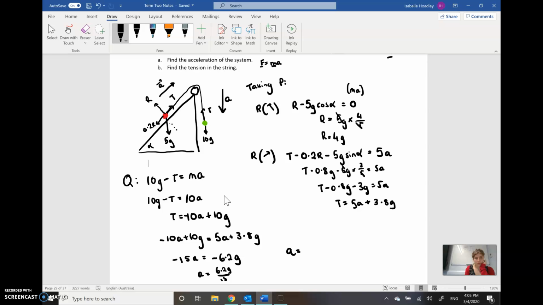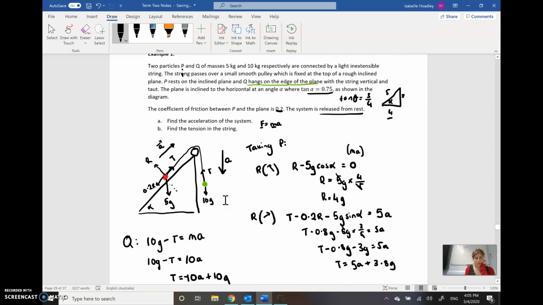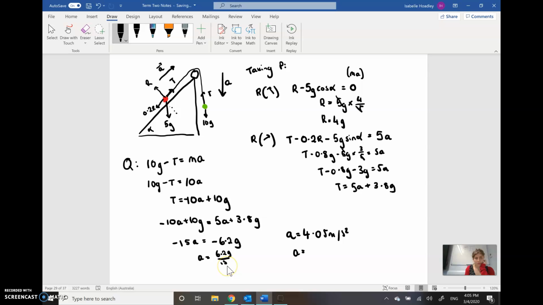4.05 meters per second squared, and rounded to, I think in the question we've got 2 sig figs, so rounded to 2 sig figs, 4.1 meters per second squared. Okay, there we go. Lovely. So that's part A for that question. I'm just going to pause this and rub it out, and I'll come back for B.